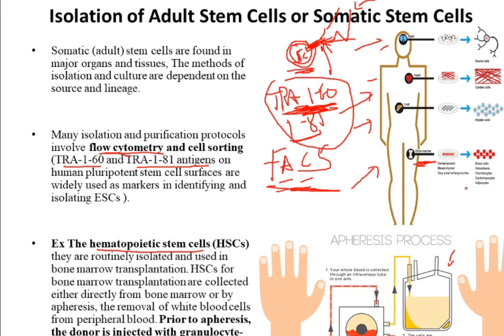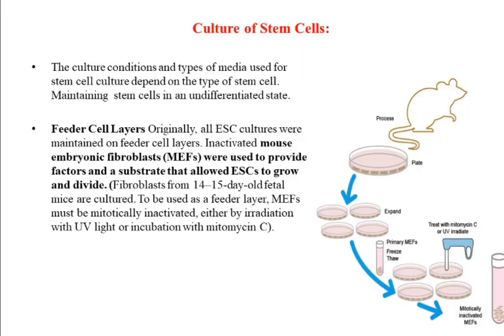That media has the amino acids, the micronutrients, the cofactors, the growth factors, the source of carbohydrate, and a balanced salt solution for the osmotic condition. It will maintain and provide everything, and the cells isolated by this process of apheresis will be cultured there. So this is how you can isolate the adult stem cells.